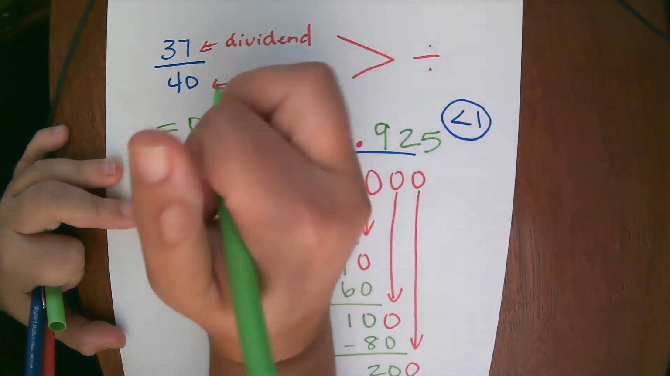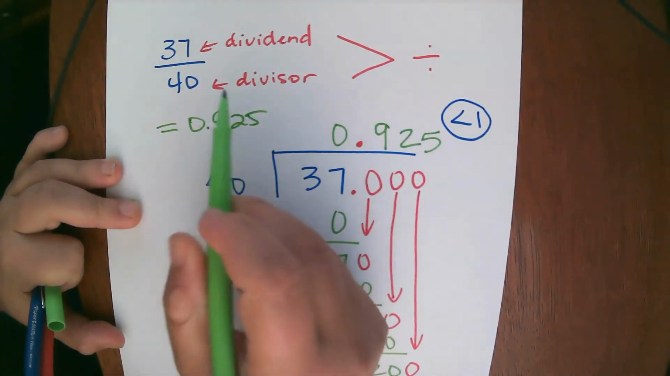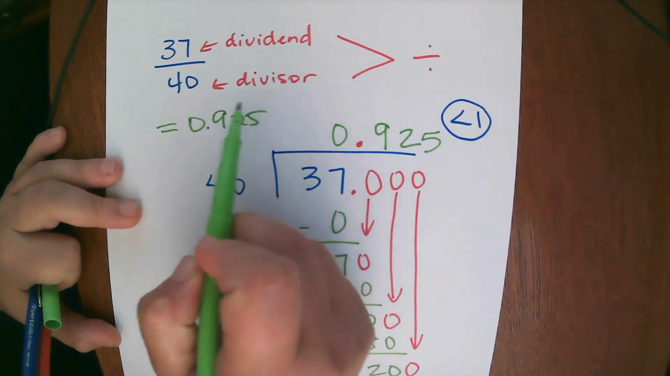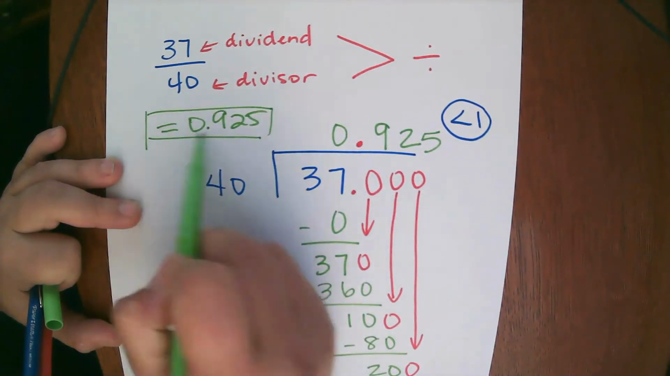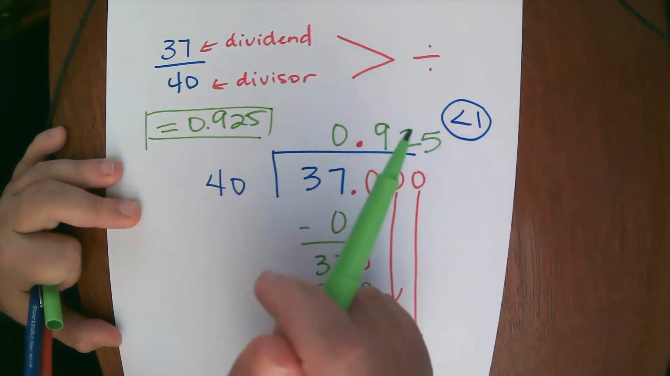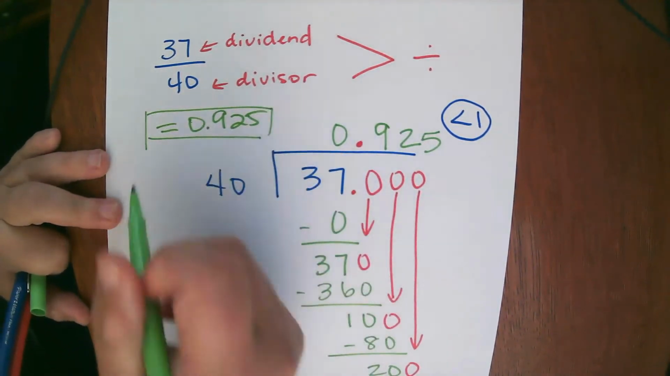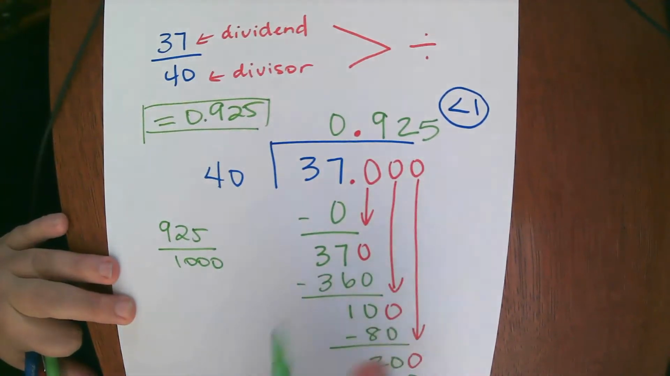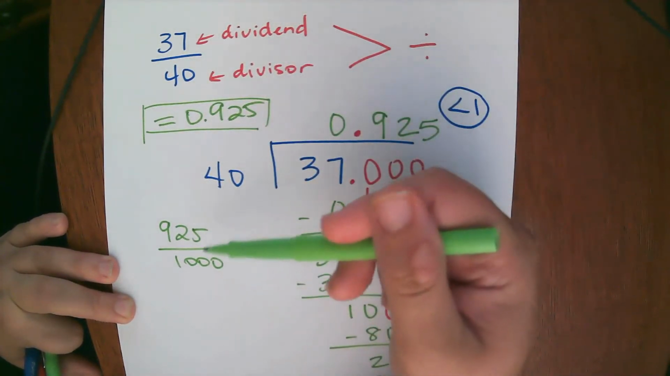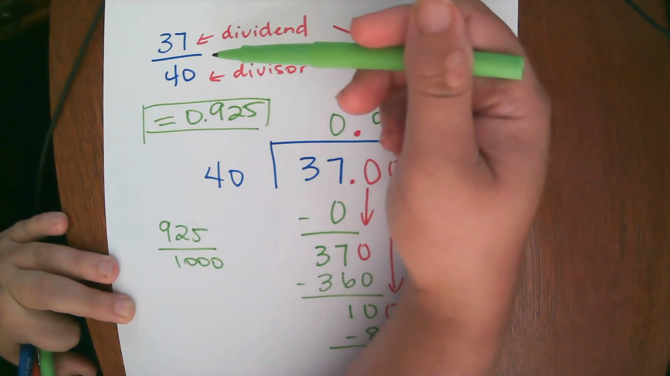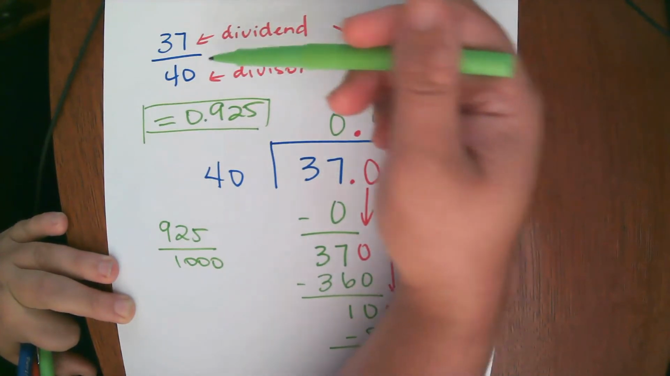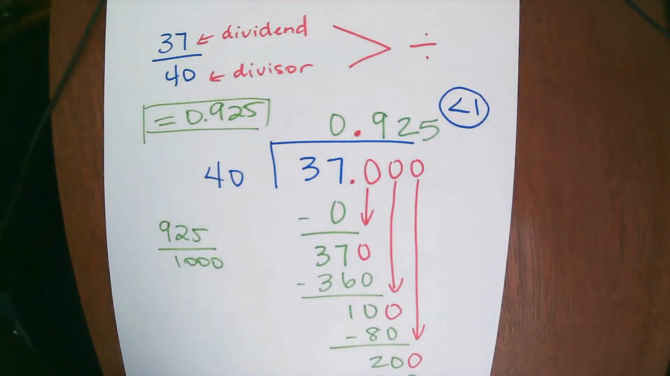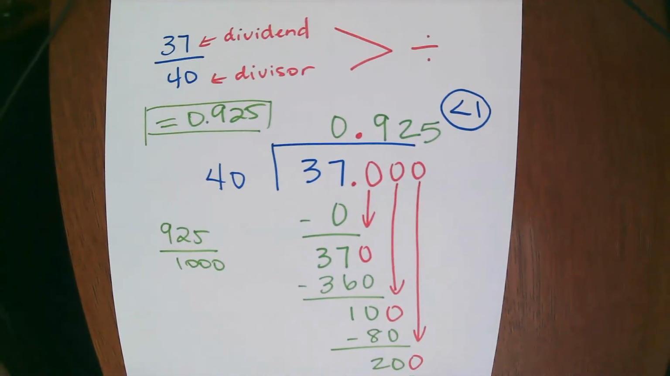So 37/40ths converted into a decimal is 0.925 or 925 thousandths. Okay? If I were to take this number and I wanted to make this into a fraction, like the other video, 925 thousandths would look like this. And you're like, wait a minute, how come it doesn't look like this? Well, what do I have to do to get this to look like this? I have to simplify it. Okay, so if I simplify it down, I would get this fraction.